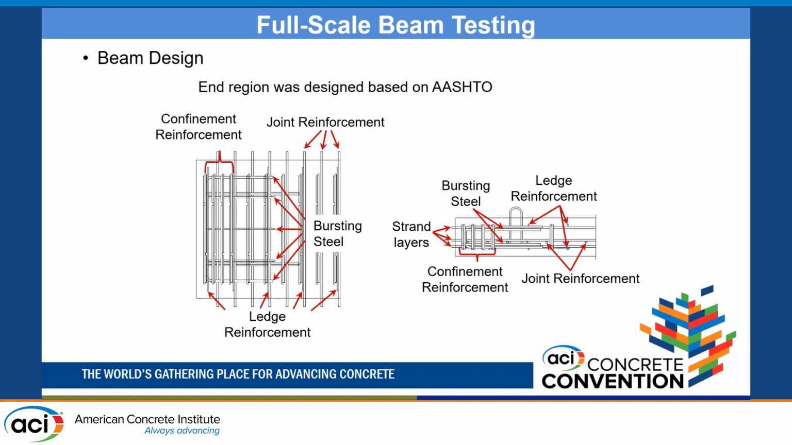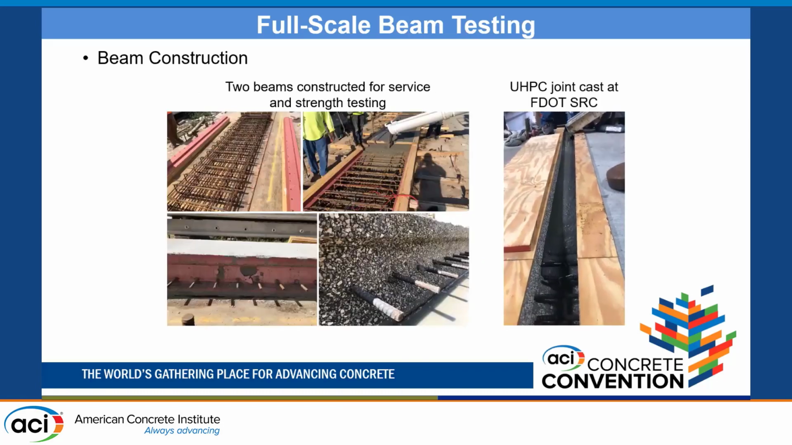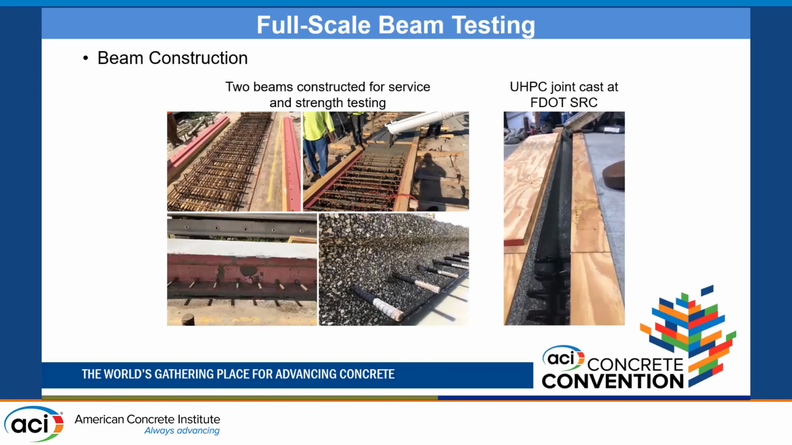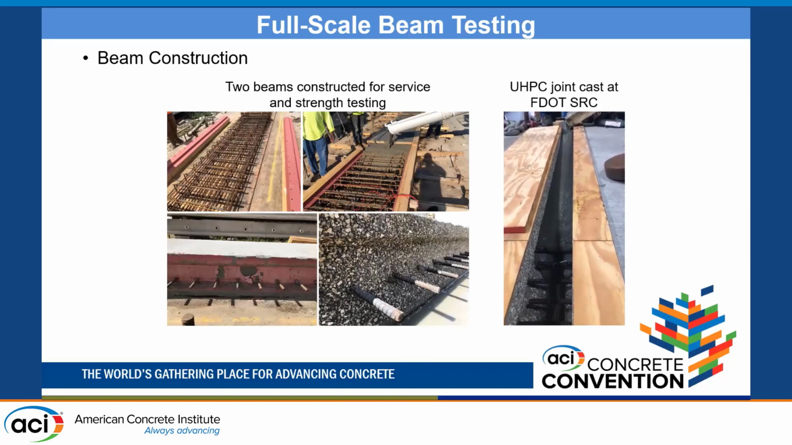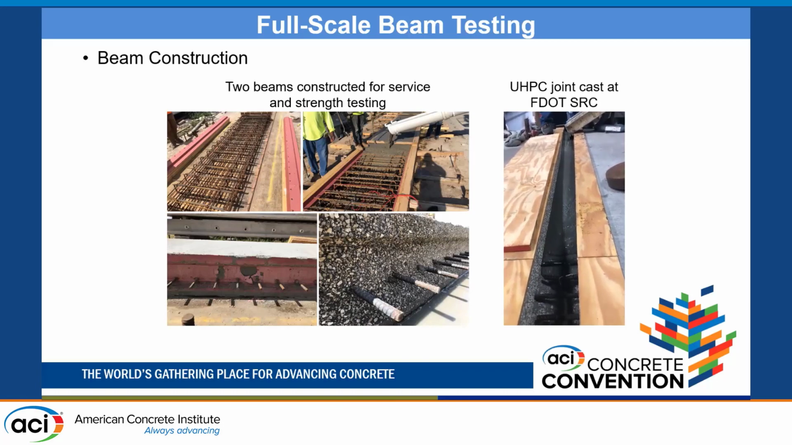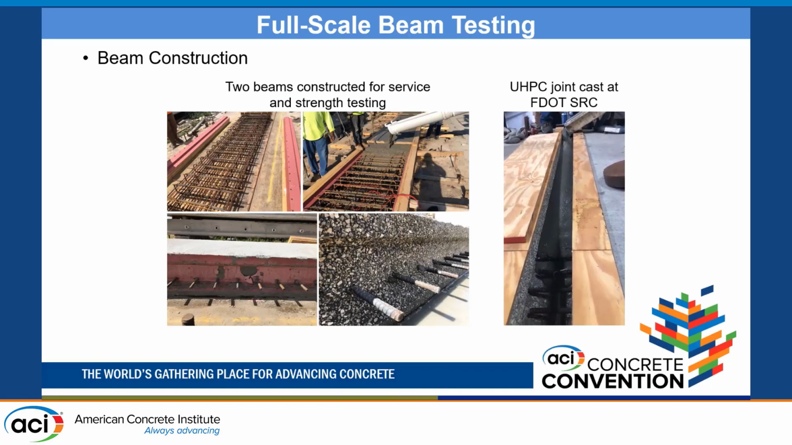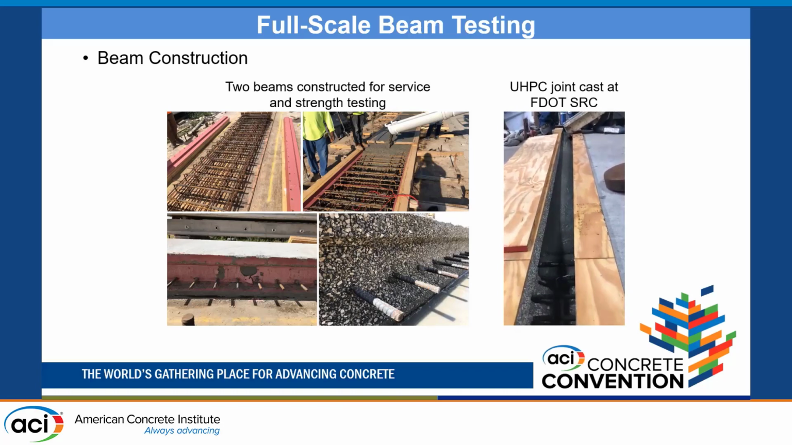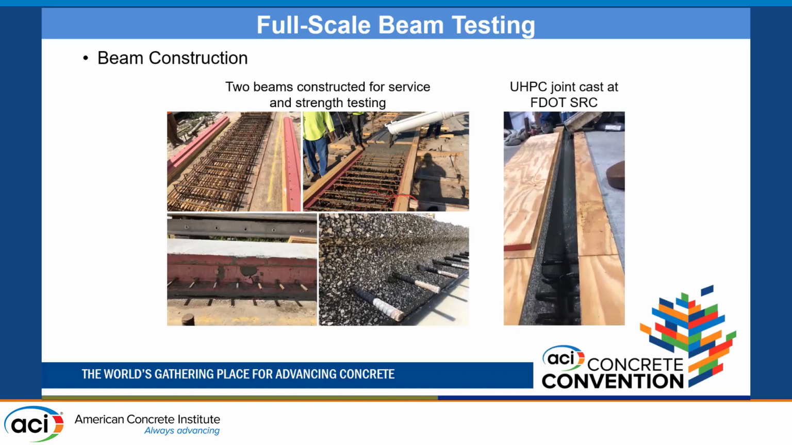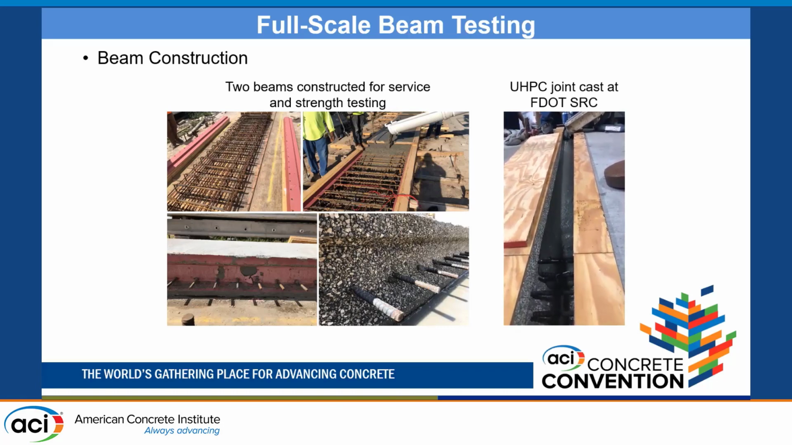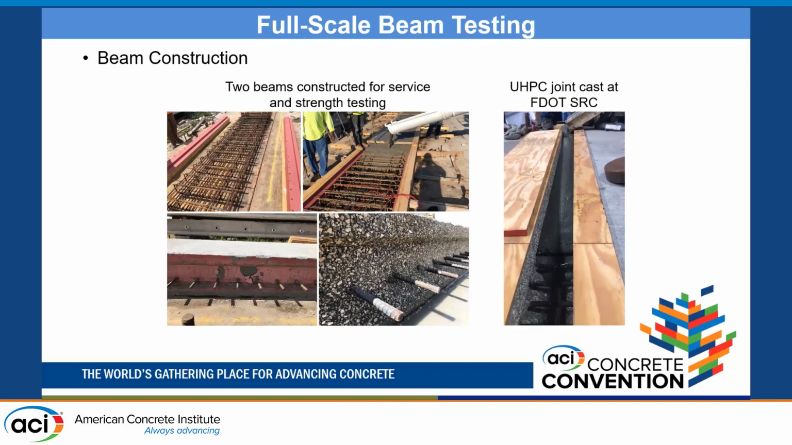The beam design and regions were also designed based on AASHTO, including the confinement reinforcement, ledge reinforcement, and bursting steel reinforcement. So here are a few pictures of the beam construction. Two beams were constructed for service and strength testing. That was for the first testing stage. And then we built 6 beams for the second testing stage. You'll see the cage reinforcement, the concrete pour, and the paste retarder we applied to the sides of the slab beam system, and then the removal of the paste with pressure washing.